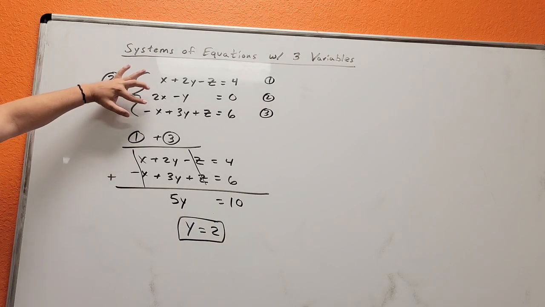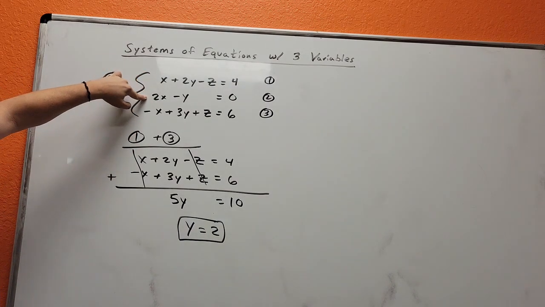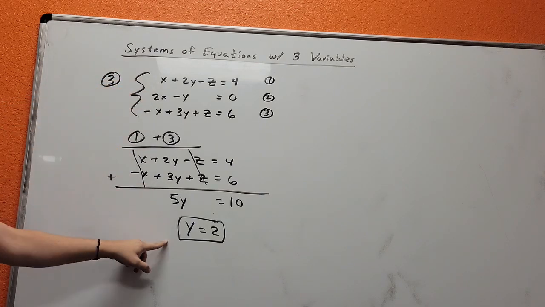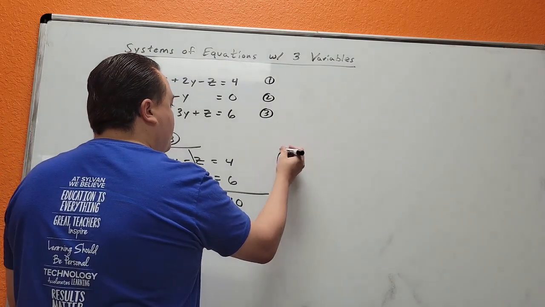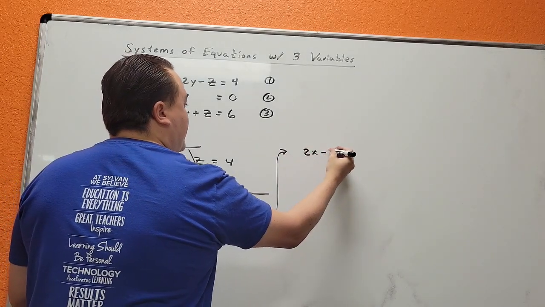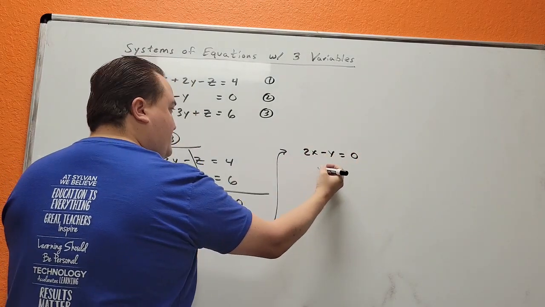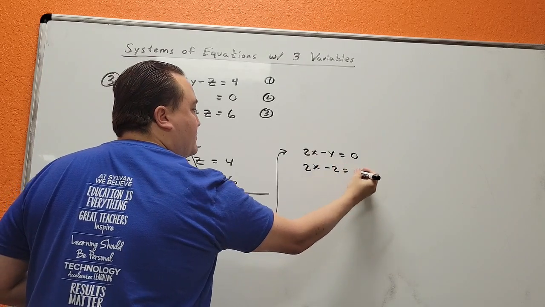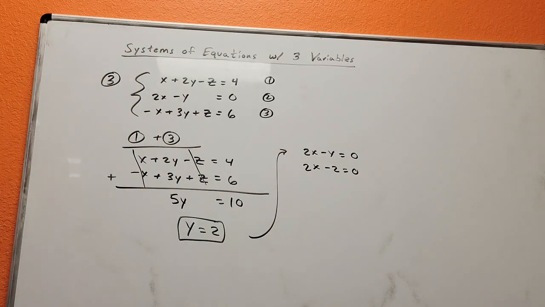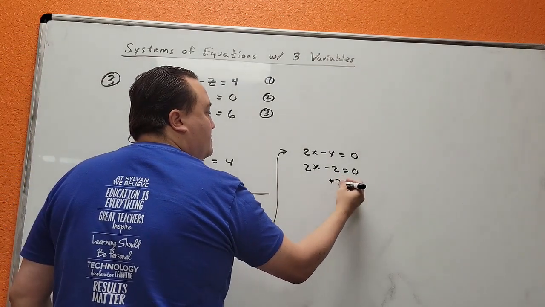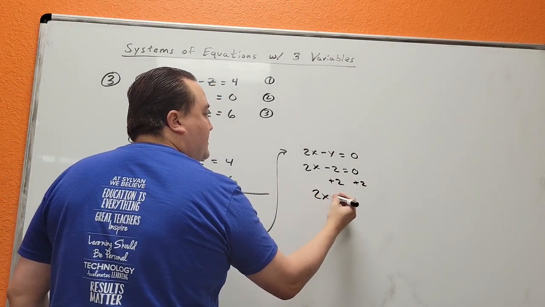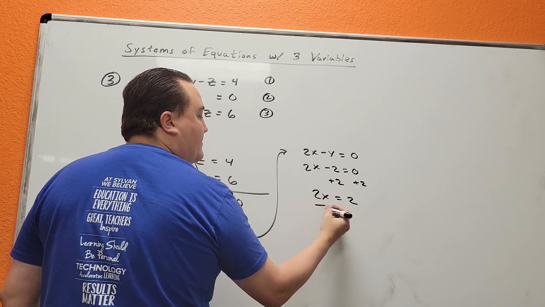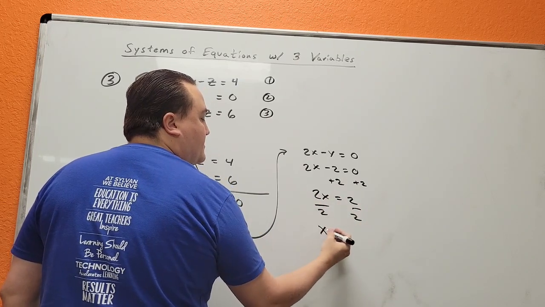The easiest equation to plug that into is going to be the second one, so we can get x. So plug that into equation 2. So that's 2x minus y equals 0. 2x minus 2 equals 0. Add 2. 2x equals 2. And if we divide by 2, x equals 1.